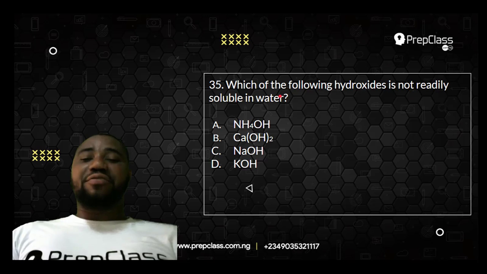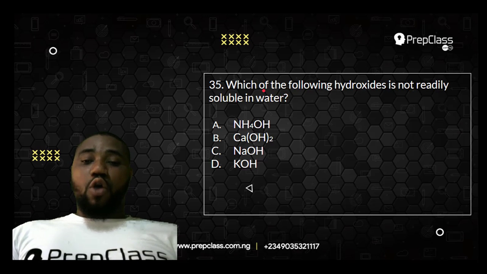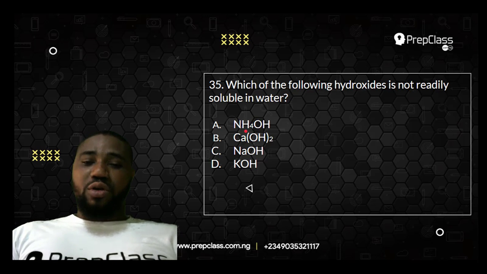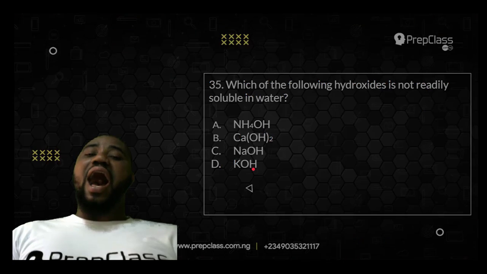Question number 35 and the last for today. Which of the following hydroxides is not readily soluble in water? You must understand that all these hydroxides listed here are soluble in water, but one is not very soluble. One of them is not very soluble, but the remaining 3 are soluble.